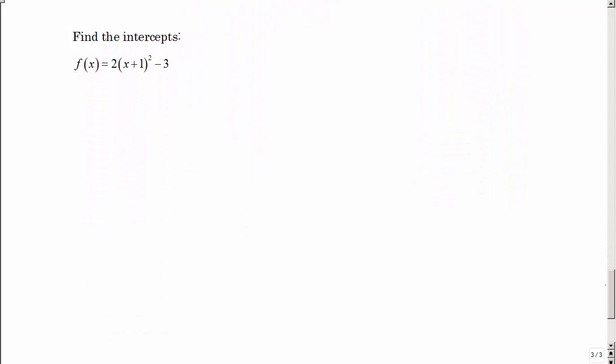Let's do this last one about intercepts. Okay, so I have y equals 2 times 0 plus 1 squared. And I have 0 equals 2 times this. Why don't you take a second, pause the video, and see if you can work these out. Then come back and see if we match.